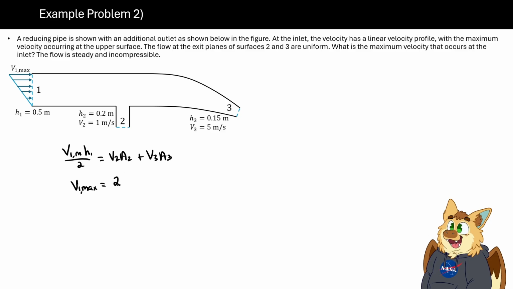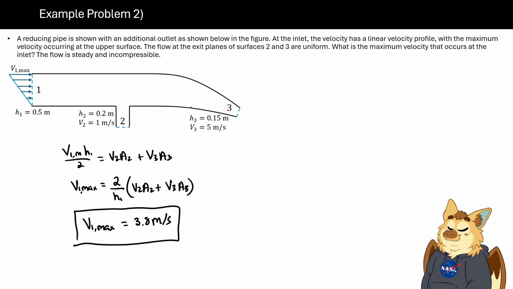This would be 2 over h1 times v2a2 plus v3a3. And after you plug in all your values to this relationship here, you get that v1 max is equal to, let me do a calculation really quick, 3.8 meters per second. Cool. So that's pretty much it.